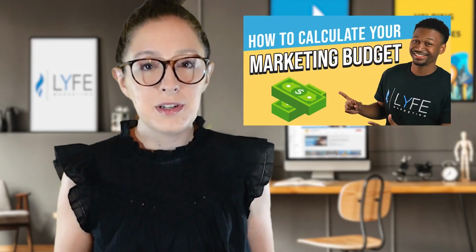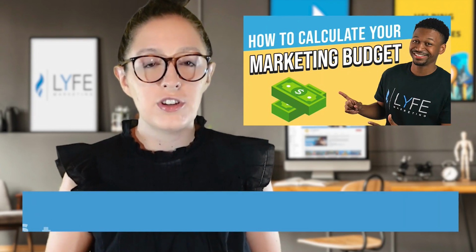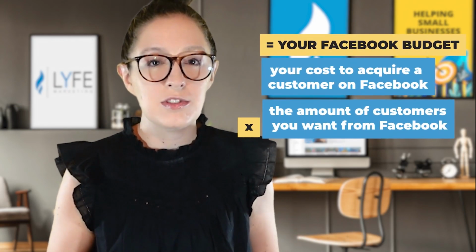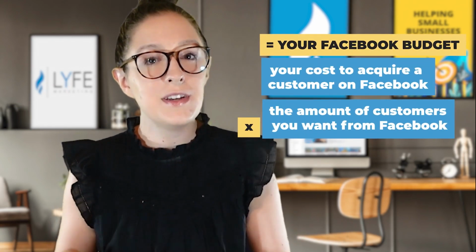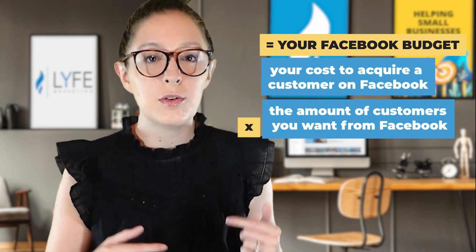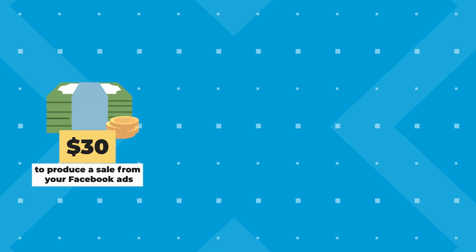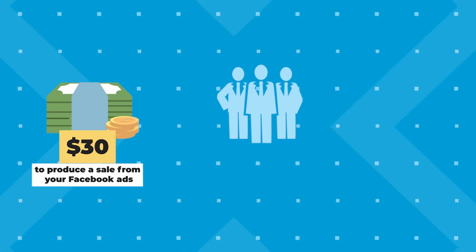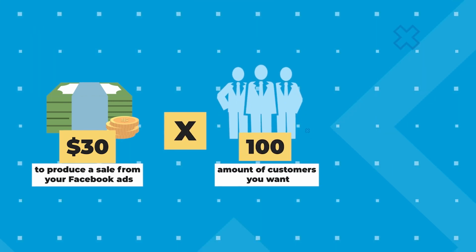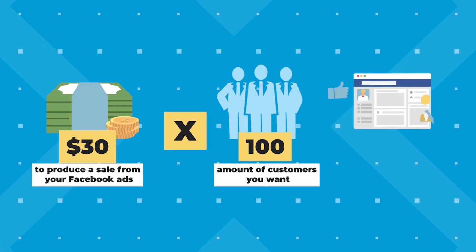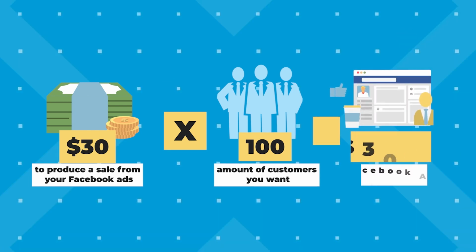In Sean's marketing budget video, he shared that your marketing budget equals CAC times customers. And even though he was talking about your marketing budget as a whole, we can follow a similar model with your Facebook ads. So here it is, your Facebook budget equals your cost to acquire a customer on Facebook times the amount of customers you want from Facebook. So for example, if you know it takes $30 to produce a sale from your Facebook ads, then multiply that by the amount of customers you want, which let's say is 100. Then you need $3,000 to see 100 new customers from Facebook.